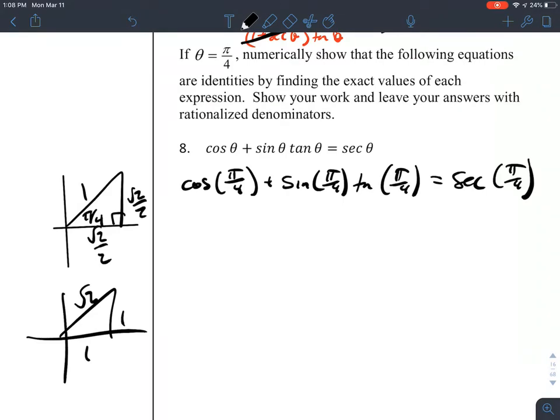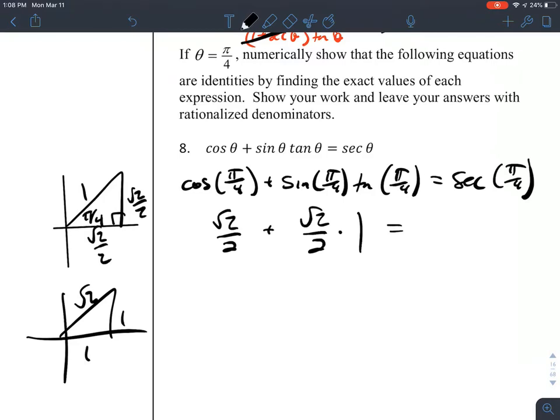Cosine of pi over 4 then is going to be square root of 2 over 2. It's the x value in the unit circle. Or if you use this bottom triangle, it's x over r, which is 1 over the square root of 2, which when rationalized is square root of 2 over 2. Sine of pi over 4 is also square root of 2 over 2. Tangent of pi over 4 is square root of 2 over 2 divided by itself, which is 1. This equals secant of pi over 4.